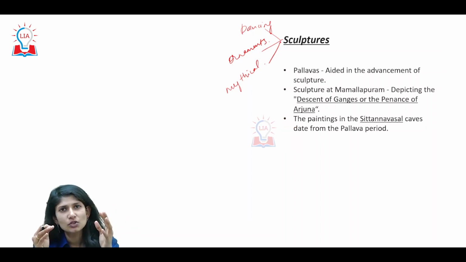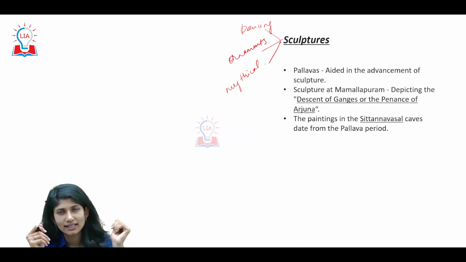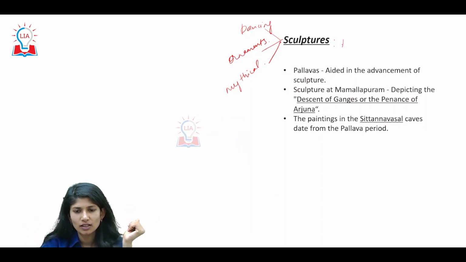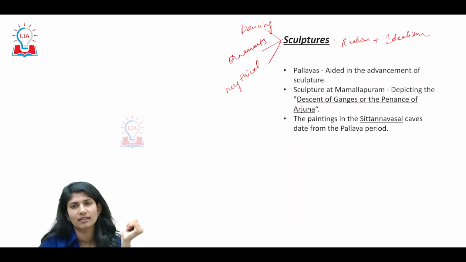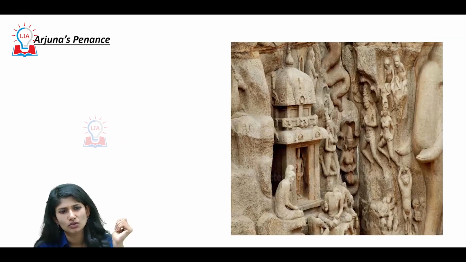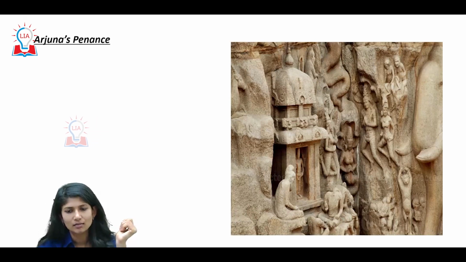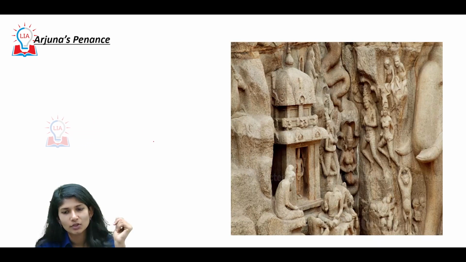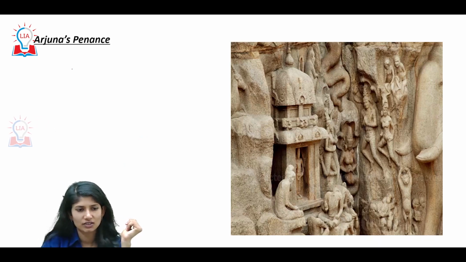The sculptures of Pallava period have a mix of realism as well as idealism. Usually that goes true with any of the sculptures. Look at this. Now look at this. This is the sculpture on Arjuna's penance or descent of Ganges.